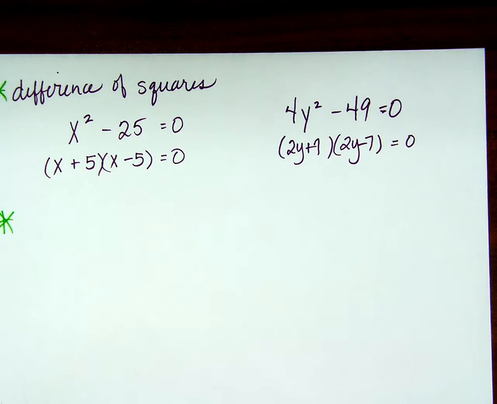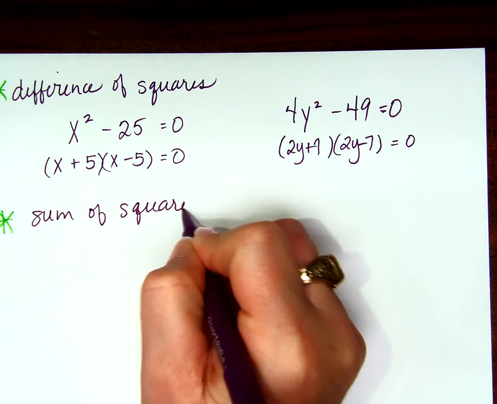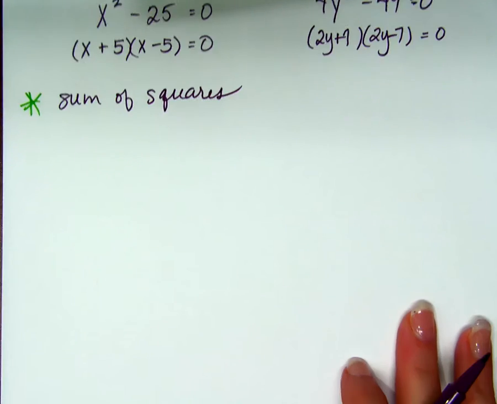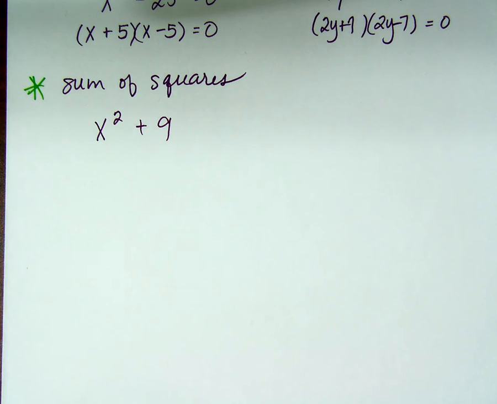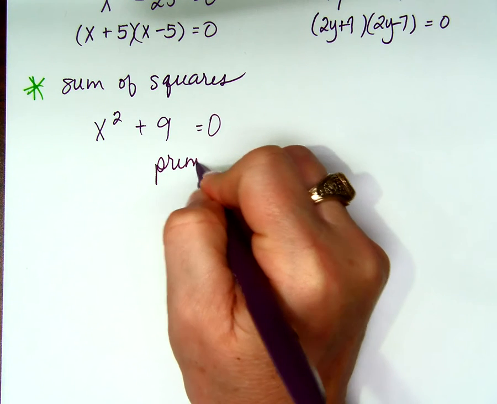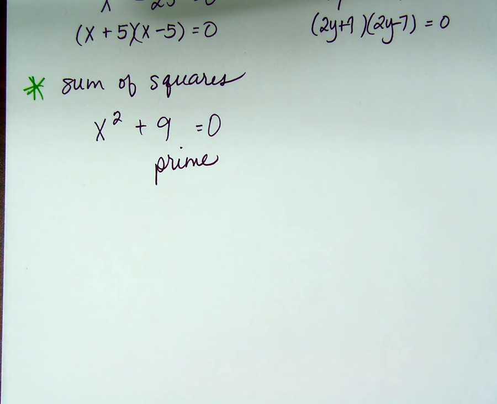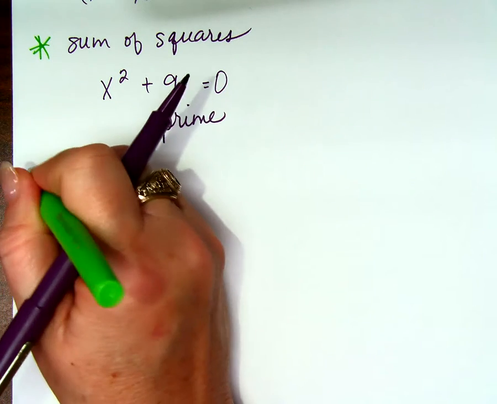Second one we're going to talk about is the sum of squares. This one's my favorite, just for the record. Okay, sum of squares looks like this. X squared plus 9. Ready to factor it? Done. That's why it's my favorite. It's prime. So we're done. We can't factor it. Okay. There's other ways that we could solve it, but solving it by factoring is not the way that we can choose. Okay. Then we have the sum and difference of cubes.